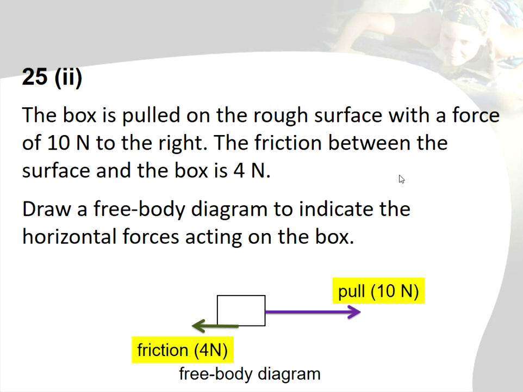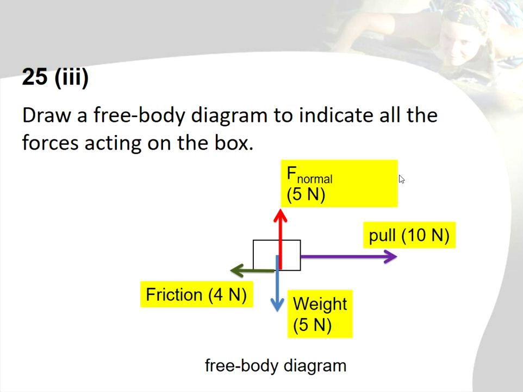Okay, so our friction must be at the bottom. And because it is 4 newtons, it is smaller than the pull. So overall, which one has a greater effect, left or right? Right, yes, you're right. Then if we indicate all the forces acting on it, it's as such. Okay? So these are the 4 forces acting on it.